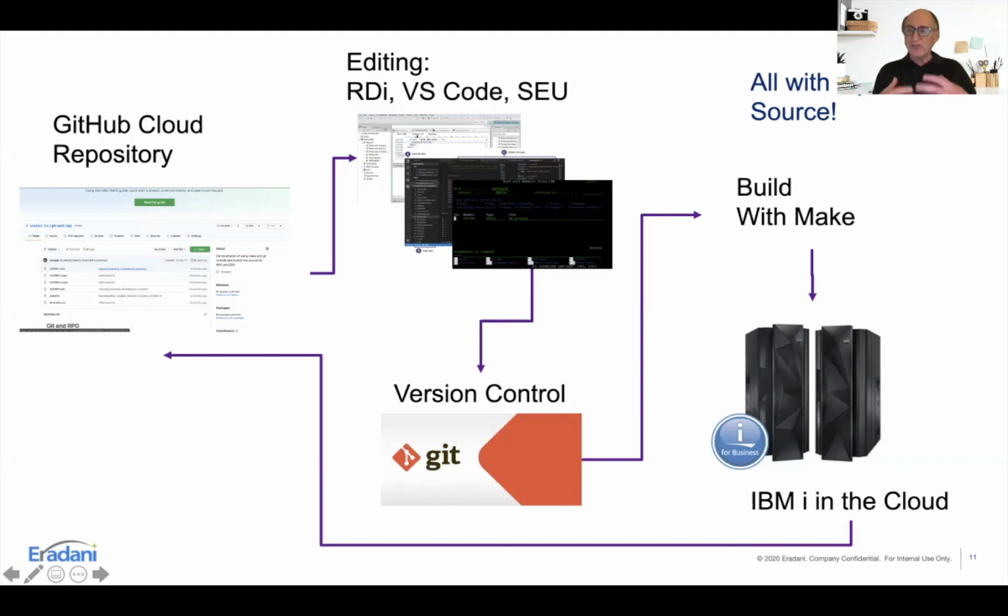Now, Make is the open source way of building things, but you can actually build IBM i code with Make and then have it deployed to the cloud. So I can do everything using open source. So I'm using open source tools to actually manage my IBM i development process and deploying all those IBM i resources to the cloud. And so now we're actually going to take a look at that process.